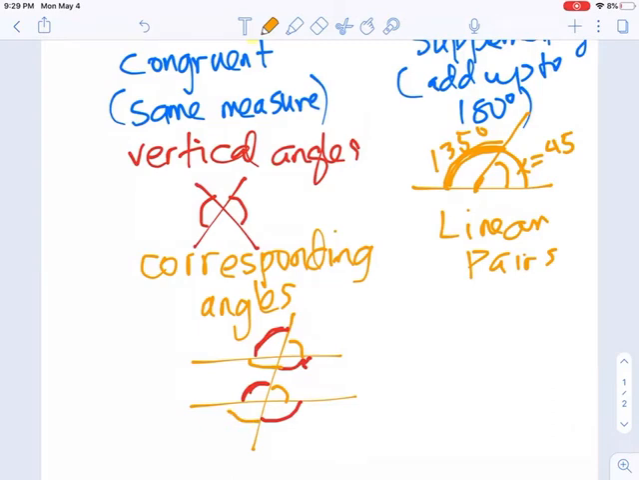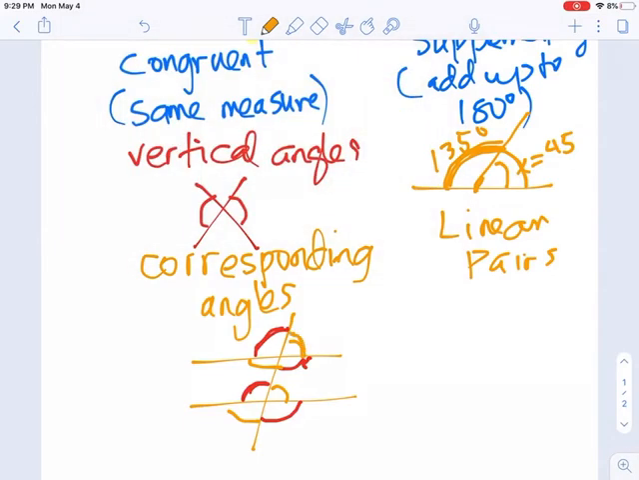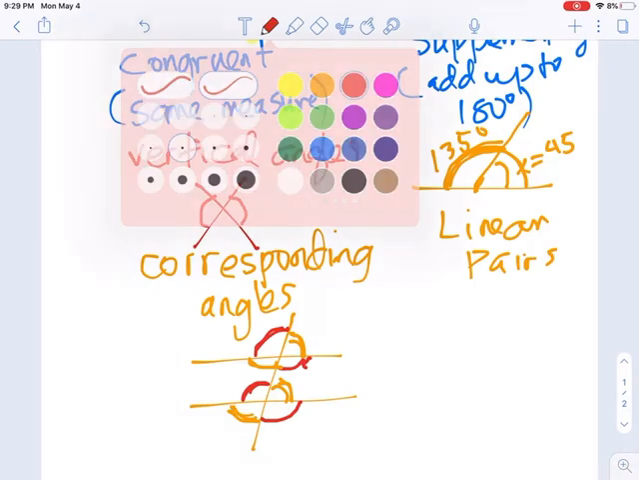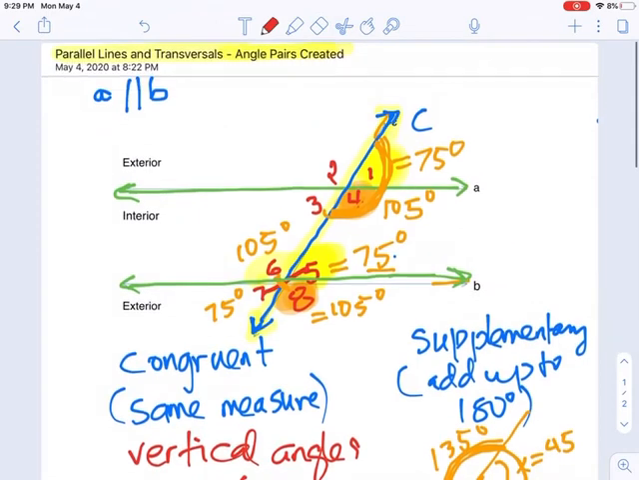All right, so if the ones on top of the parallel lines are corresponding, you can see this is on top and this one is on top, they're corresponding. This is on the bottom and this one is on the bottom, they're corresponding. And this is on top and this one is also on top, they're corresponding. This is on the bottom and this one is also on the bottom, they're corresponding. So those are called corresponding angles.